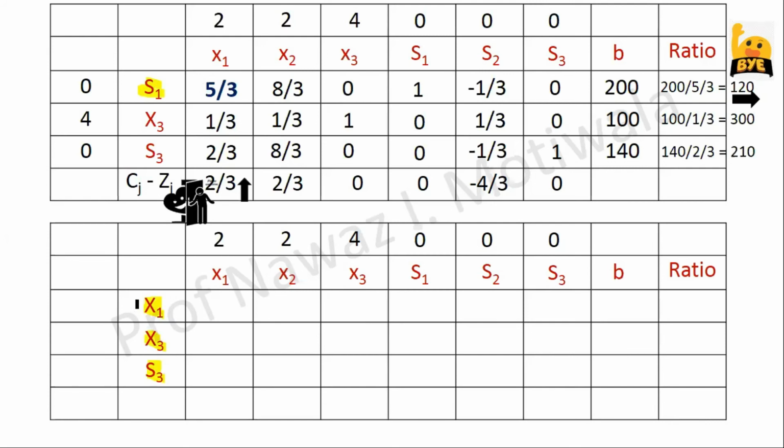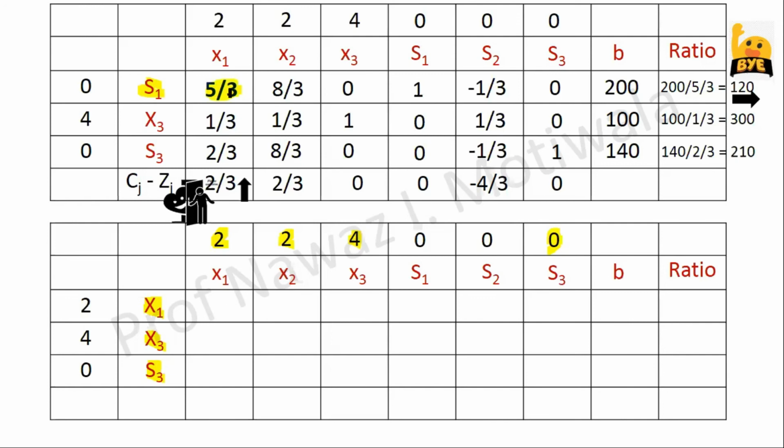As we now have the variables x1, x3, s3, what we need to do is check their coefficients in the objective function. So it will be 2, 4 and 0. I have written 2, 4, 0 here. Then what is the next step? Key element. Yes, very good. The key element is the element at the intersection of the outgoing and incoming variable. So this is my key element, which I have already made bold and in another color, 5 by 3.